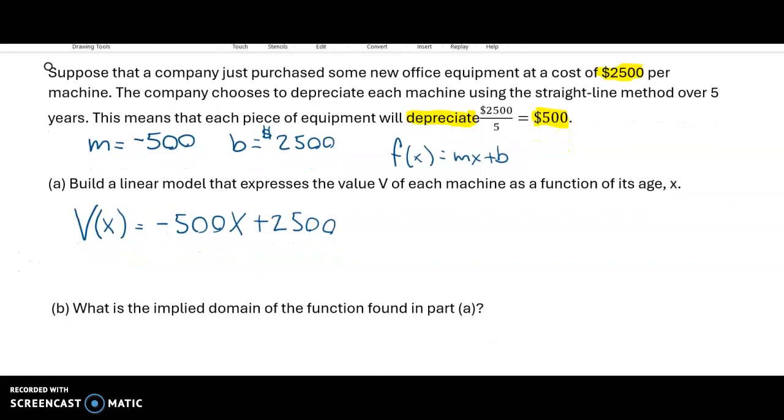We are asked, what is the implied domain of this function found in part A? Well, when we're talking about the domain, we're talking about the x value, and the x value is the age. Well, the age isn't going to be less than 0 because that's when it's brand new. So I'd say the starting value here would be at 0. And we're told that the straight line method is used over 5 years. So we're only looking in a time period of 0 to 5 years. In interval notation, that's bracket 0, comma 5, bracket.